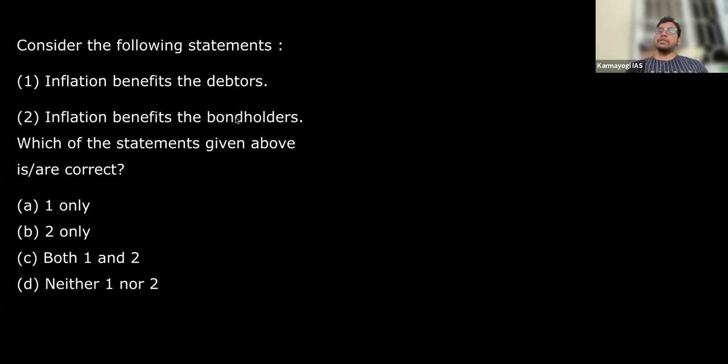But because of inflation, the strength of money has decreased. So whatever I used to buy for 1,000 rupees, now I need to spend 1,200 rupees. But as I already have an agreement with the creditor that I will pay this much, I am not paying for any inflation. So the debtor will benefit and the creditor will be affected. So inflation benefits debtors, that is correct.